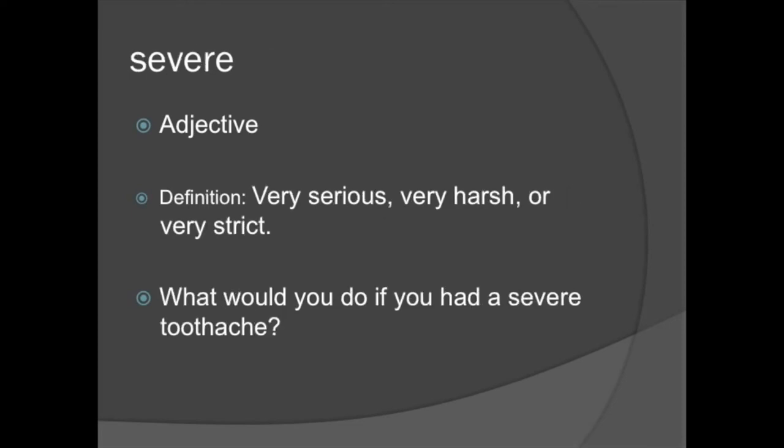The last word on the vocab list this week is severe. Severe is an adjective when it's used in a sentence, so you would use this word to describe something. The definition of severe is very serious, very harsh, or very strict. So for example, you could say there are severe consequences for committing crimes. Now think about this question. What would you do if you had a severe toothache? Write your response on your vocab sheet.